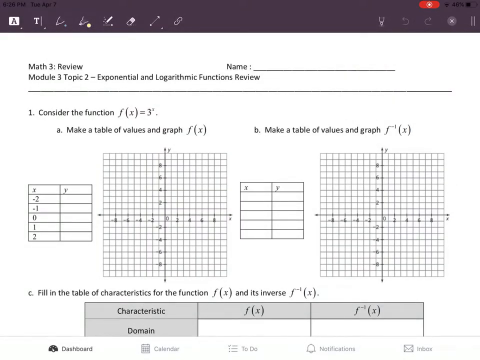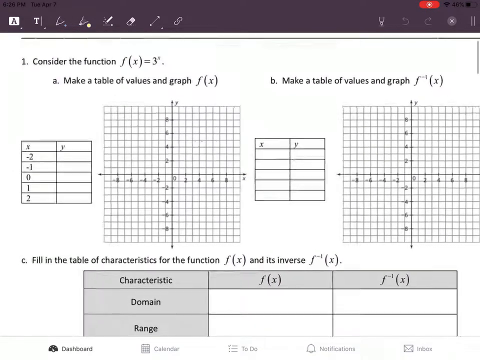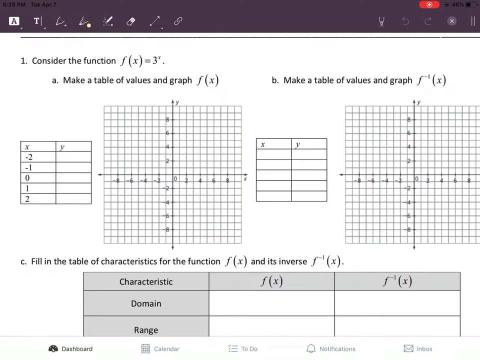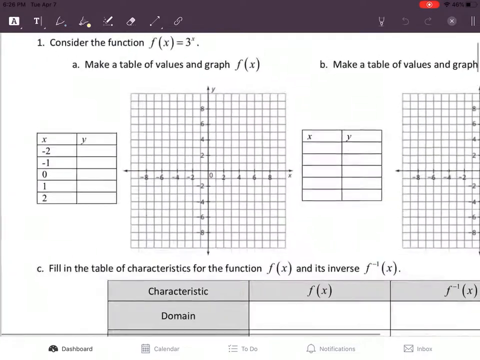All right, so here we have the review sheet for the summative, which is on Thursday. Here's the key for that review. All right, so the first part, we have a function f of x equals 3 to the x power. We're going to put these x values in for x and find out what they give you.